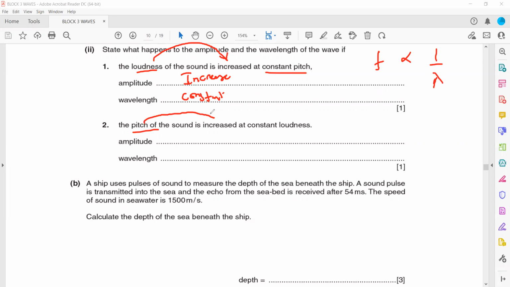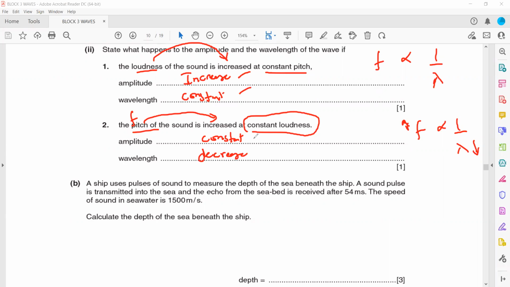The pitch of a sound is increased. Pitch refers to frequency. So if we increase the frequency, what will happen to the wavelength? The wavelength will decrease, because the pitch shows the frequency of a wave. If the pitch is increased, the frequency is increased, and when the frequency increases, the wavelength will decrease. What about amplitude? Because the loudness is constant, the loudness is not changing. That's why the amplitude will remain unchanged. So it is increase and constant for the first one, and constant and decrease for the second one.